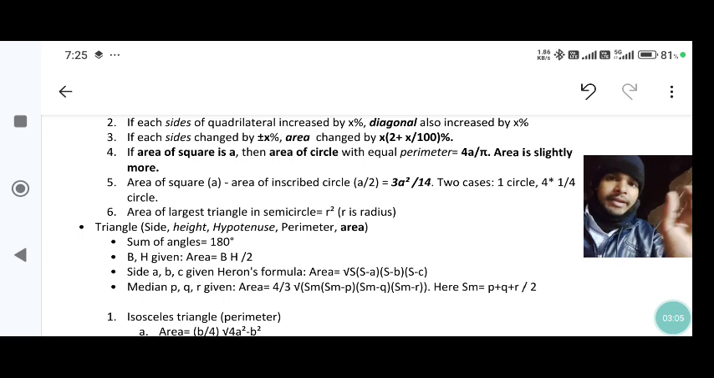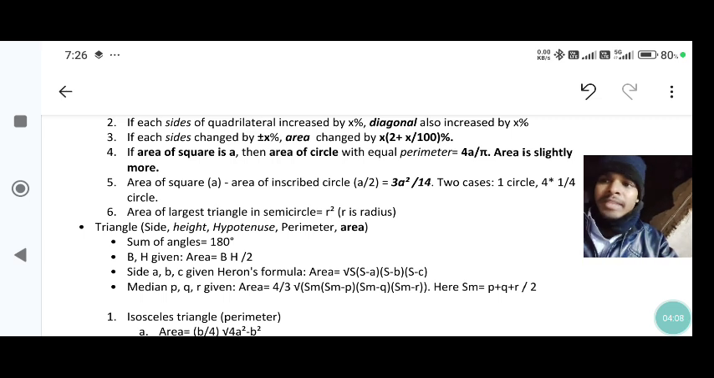The fourth point is that if the area of a square is a, then the area of a circle made with equal perimeter, means the circumference of the circle is equal to the perimeter of the square, the area of the circle will be 4a by pi. I am repeating it again. If the area of the square is a, then the area of the circle made by the same length of perimeter of the square will be 4a by pi. Means the area is slightly more.